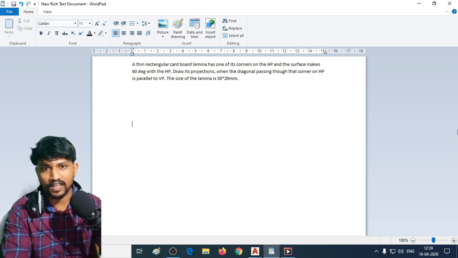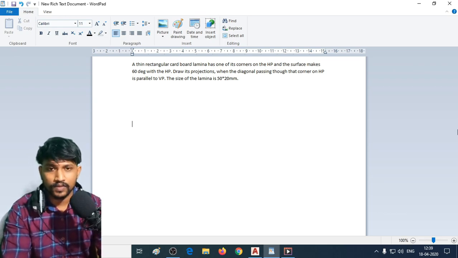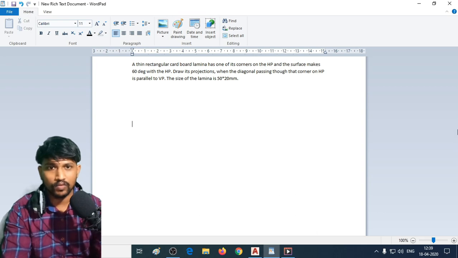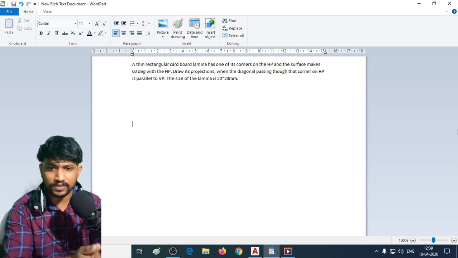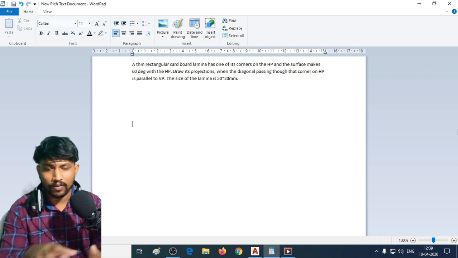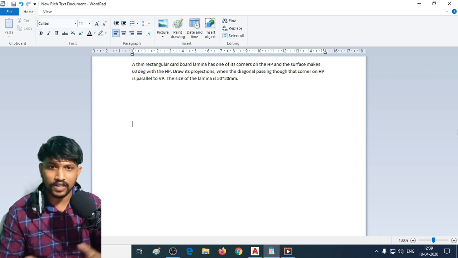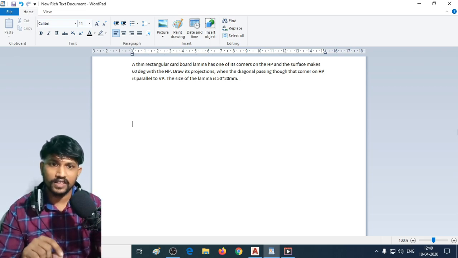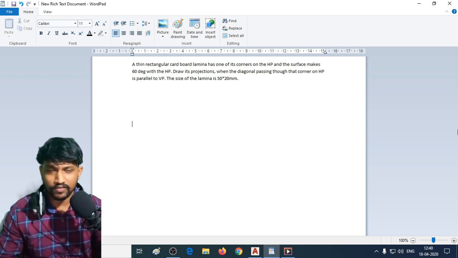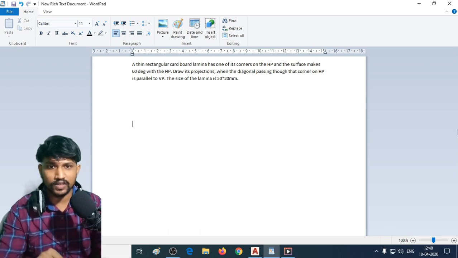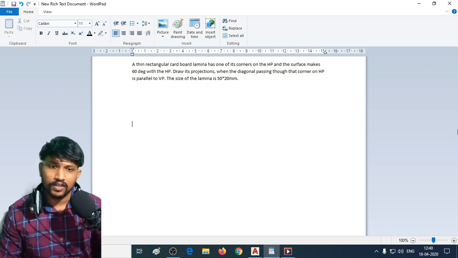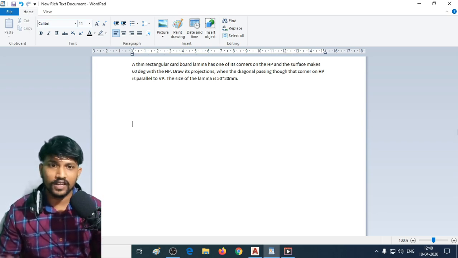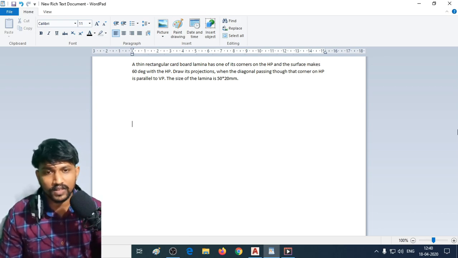Suppose if you are getting a vertical line in the top view, then take the inclination with the vertical plane initially. Once you have taken this, whether it is lying on the horizontal plane or the vertical plane, or parallel to the HP or parallel to the VP, the next thing that you need to do is, if you get a straight line in the front view, take the initial inclination with respect to the horizontal plane. If you are getting a straight line in the top view, take the initial inclination with the vertical plane, and then depending upon the third condition or fourth condition, you have to get the final front view and final top view. Remember these points.